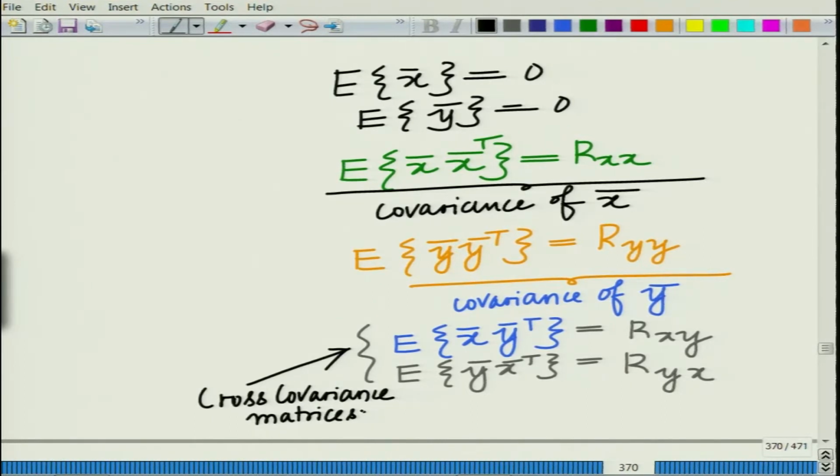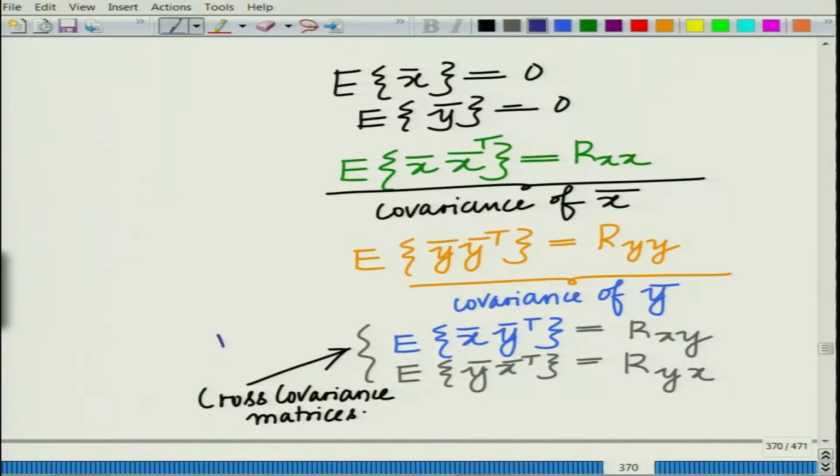In fact, these cross covariance matrices are what capture the correlation between x and y. If these cross covariances are 0, then naturally it means that x bar and y bar are uncorrelated. If they are uncorrelated, then there is not much you can do about it. Obviously, it makes sense: if x bar and y bar are not correlated, then it is reasonably difficult. If there is no correlation, one cannot expect to determine or get an idea of x bar from y bar. The better the correlation, the better your estimate of x bar based on y bar is going to be. So, that is a very intuitive idea.